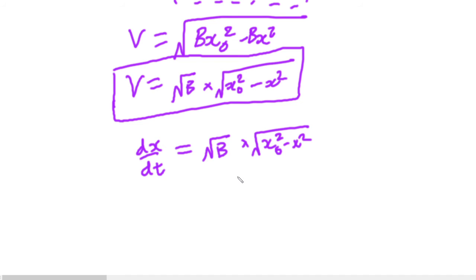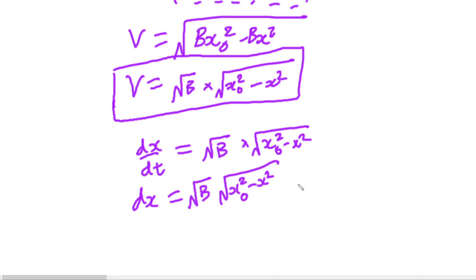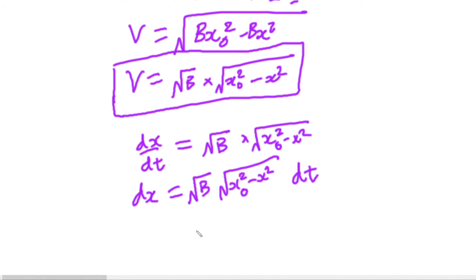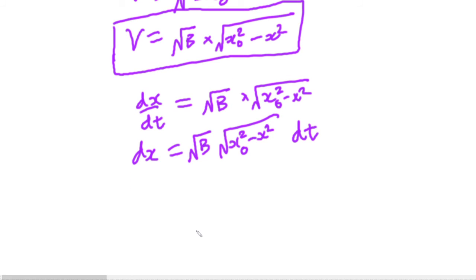I'm going to multiply both sides by dt, such that we know that dx, the infinitesimal change in x at any x, is equal to this constant, the square root of b, times the square root of x naught squared minus x squared. Naught is a form of saying 0. Dx is equal to that multiplied by the infinitesimal change in time dt.